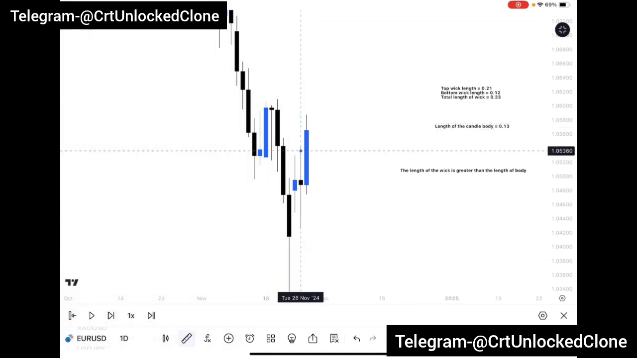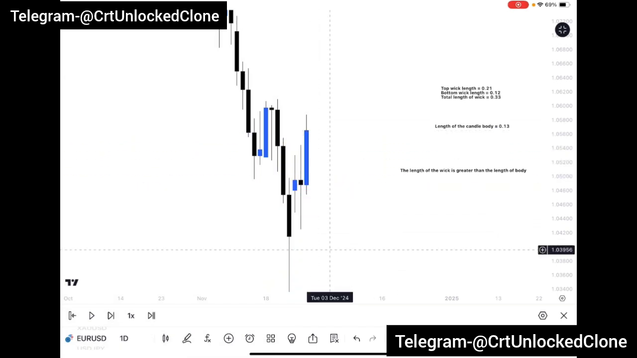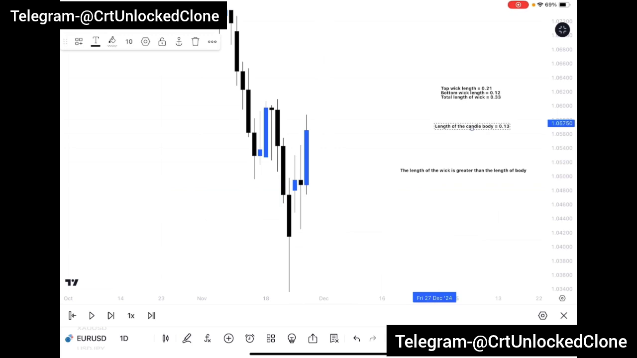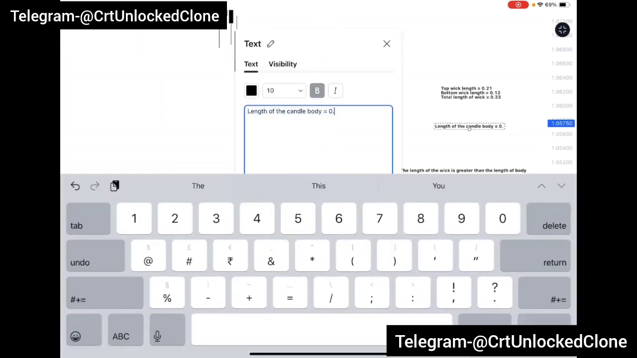Just 0.74. Yeah, 0.74. The length of the body of this candle is 0.74.